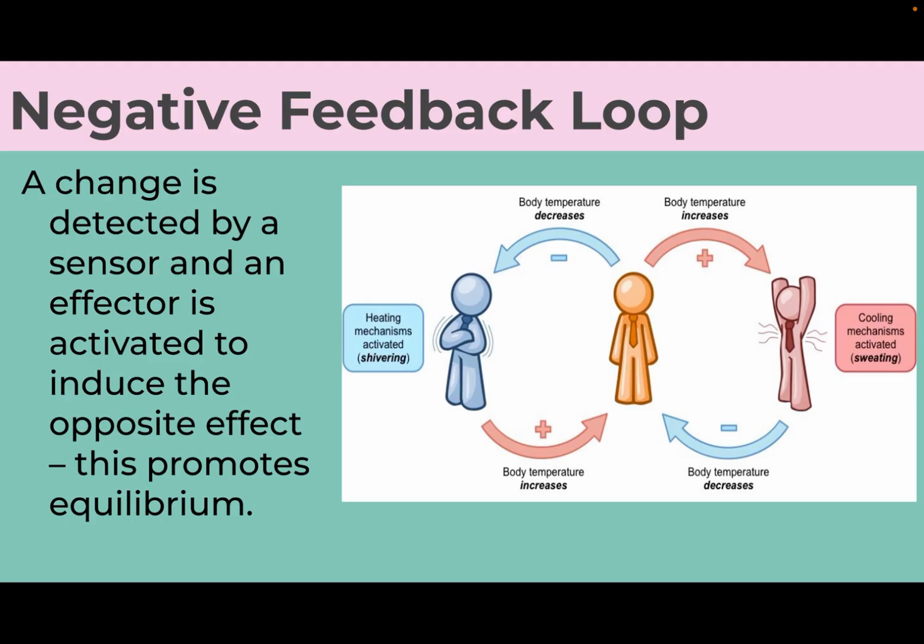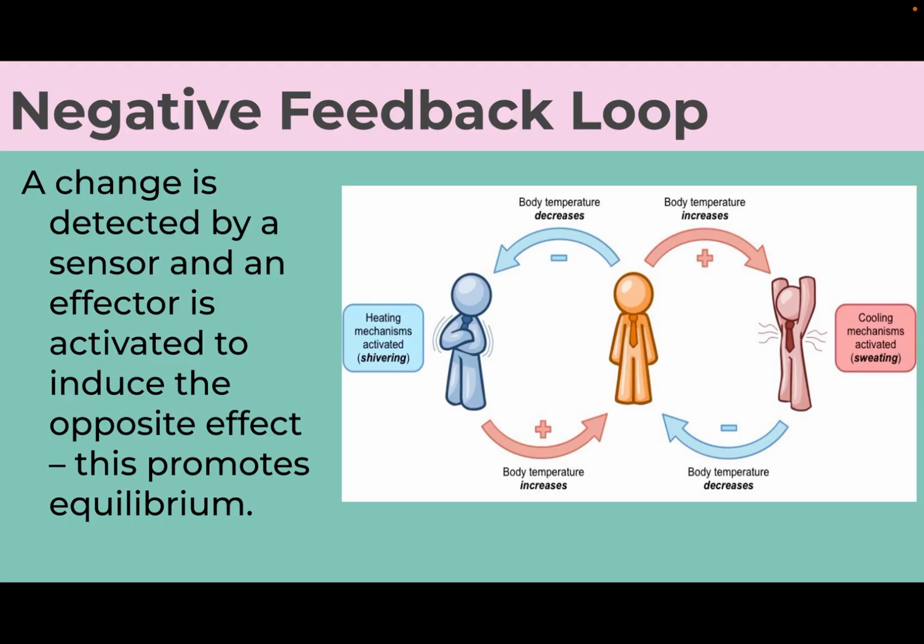Next, we have negative feedback loops. A negative feedback loop is going to be a change detected by a sensor, and an effector is activated to induce the opposite effect. So the main thing here is that we're going back to homeostasis. This is going to promote equilibrium. So the picture that we have here on the slide is all about body temperature. The yellow color is homeostasis, what you should be.